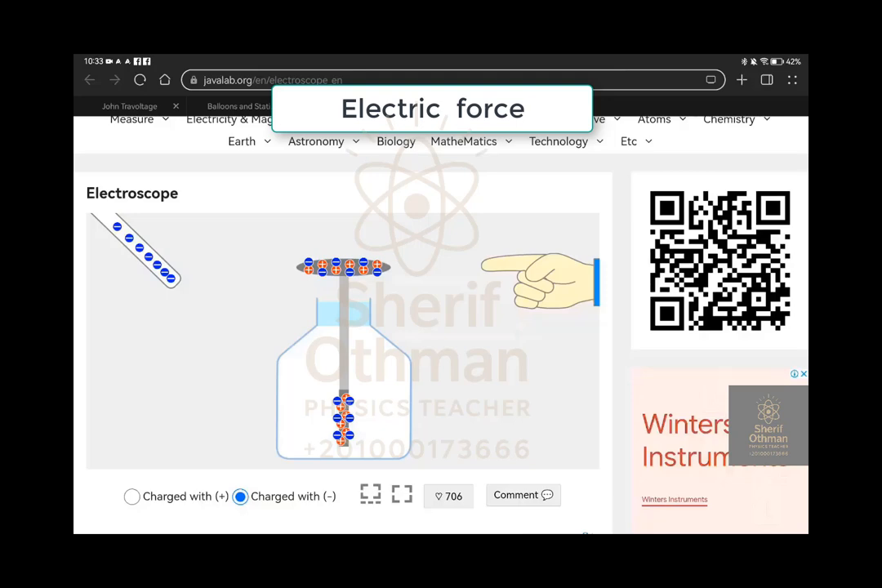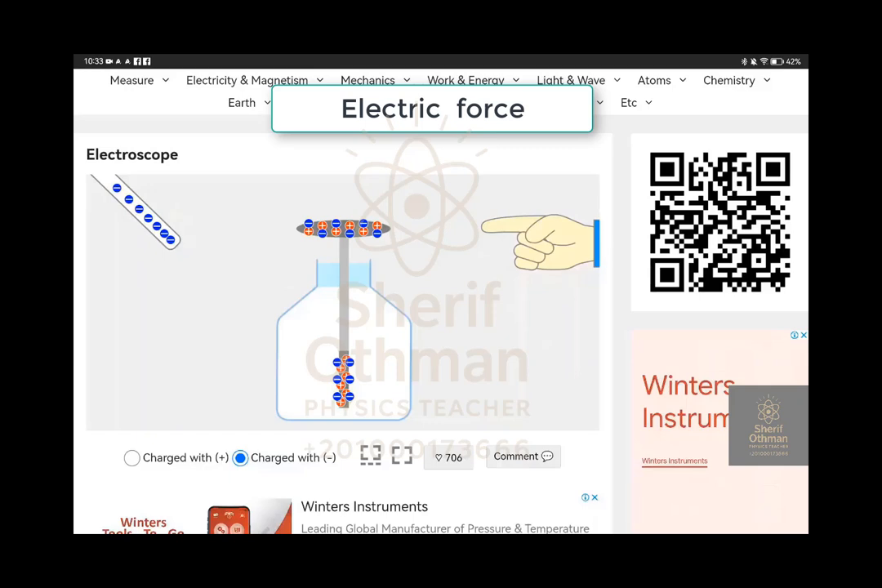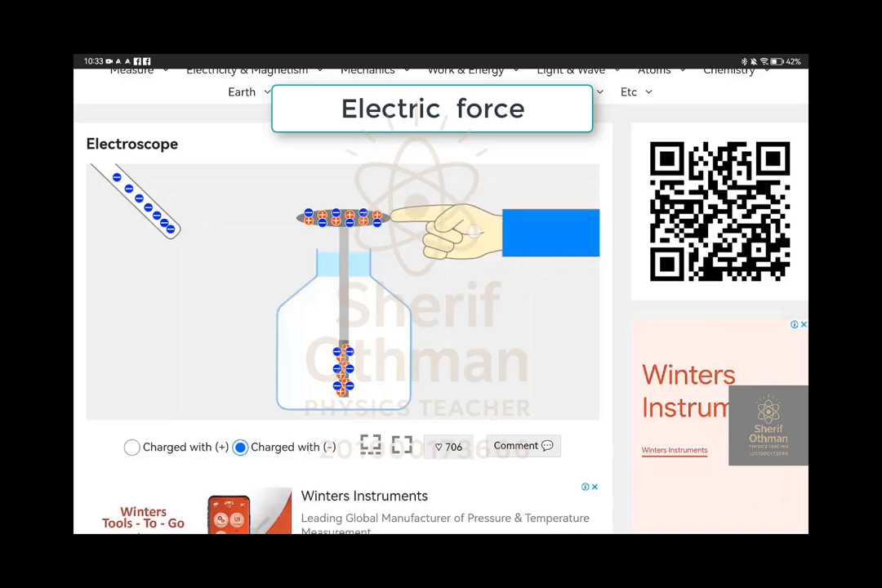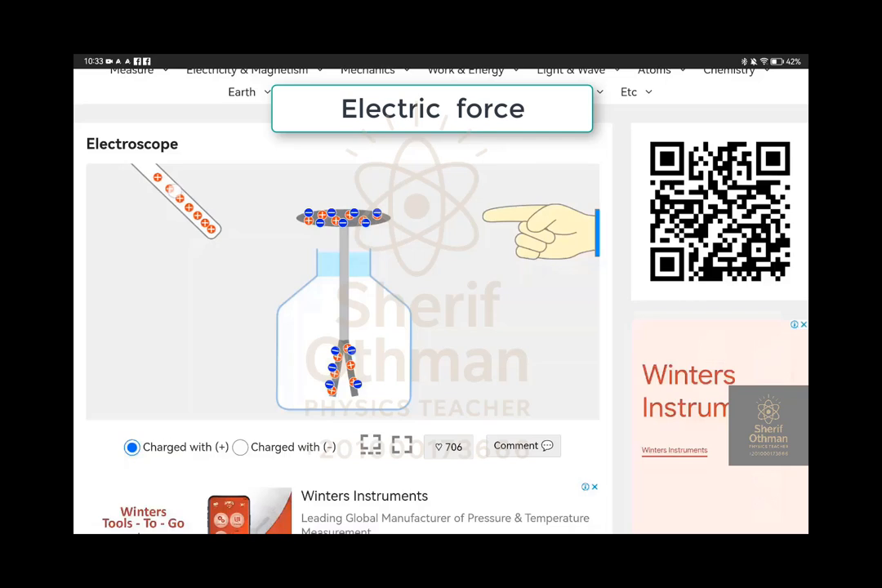So the two leaves will return back neutral and move towards each other. Here, the hand, which is also neutral, has no change occurred. In the same way, if I approach the positive rod, the negative charge will be attracted and collected at the knob towards the positive rod. So the two leaves downward will carry a positive charge, so they will repel away from each other.